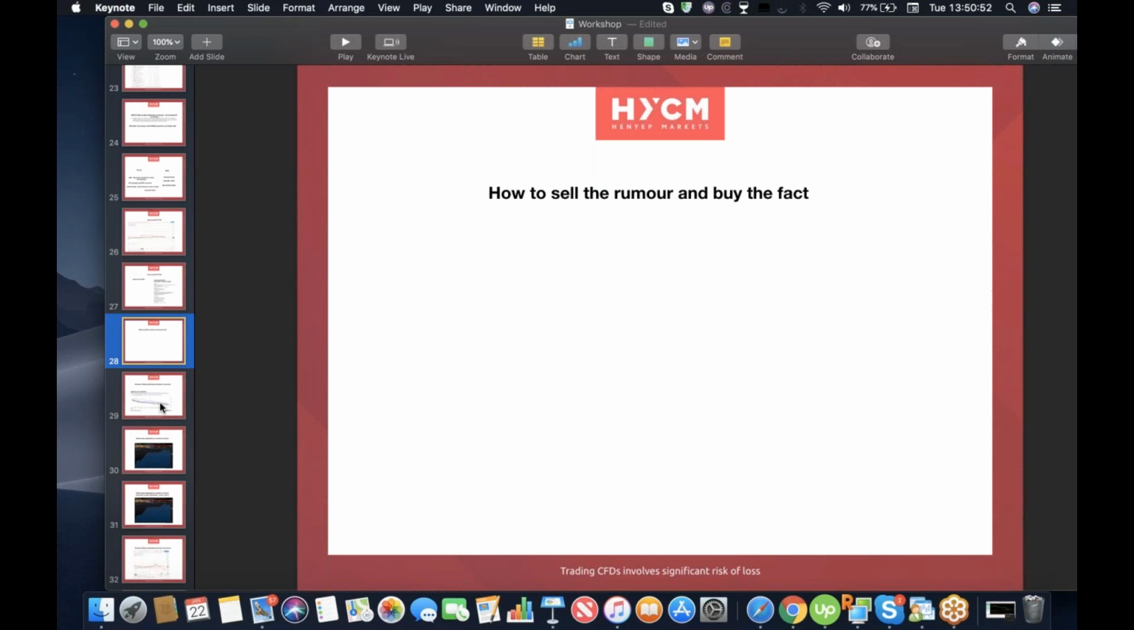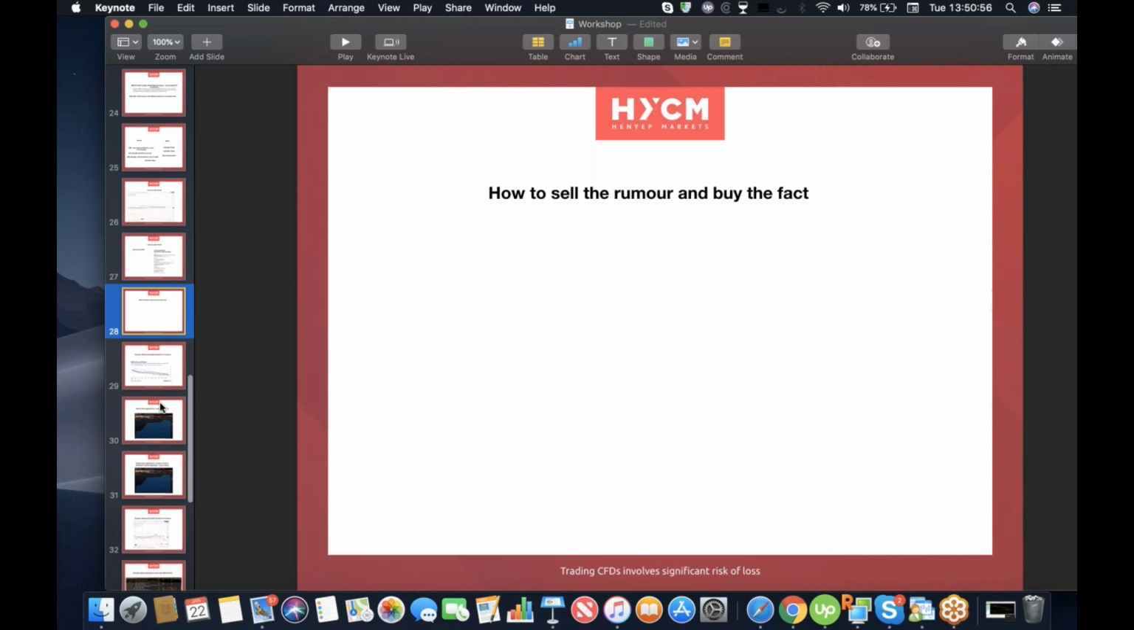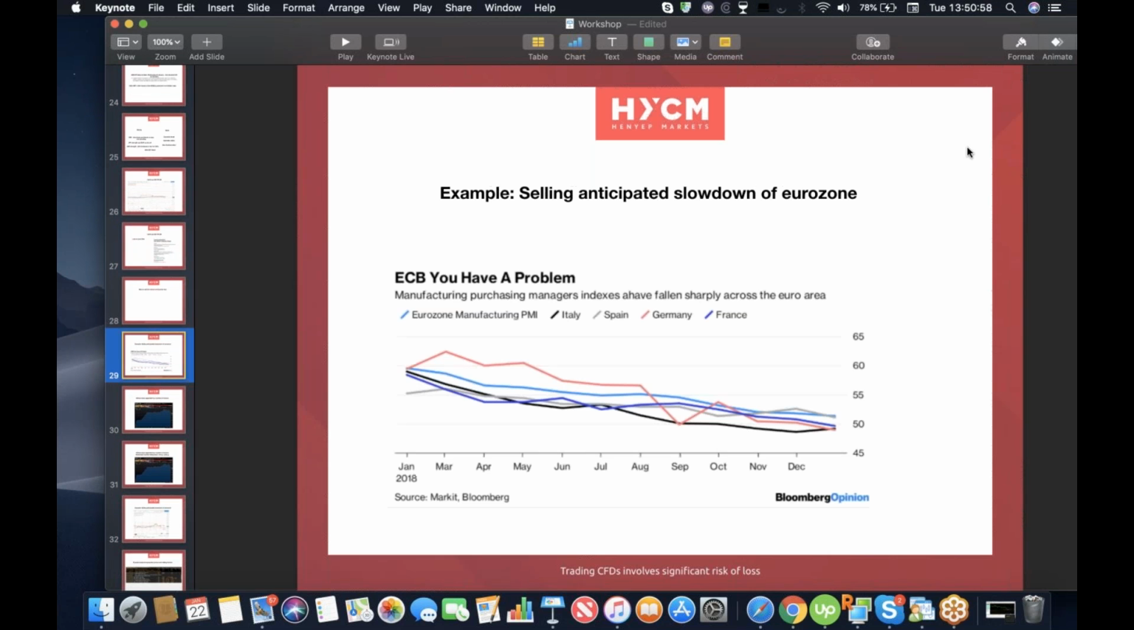This is how to sell the rumor and buy the fact. Let me just show you. Okay, here's a selling the rumor, buying the fact trade that I'm involved in now. Basically the European Central Bank has a problem, and the problem is, if you look here, these manufacturing PMI data have been falling for months. You can see the ECB is slowing down.